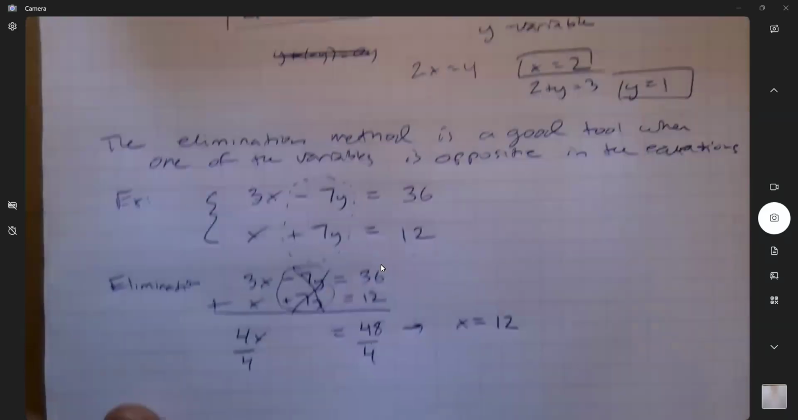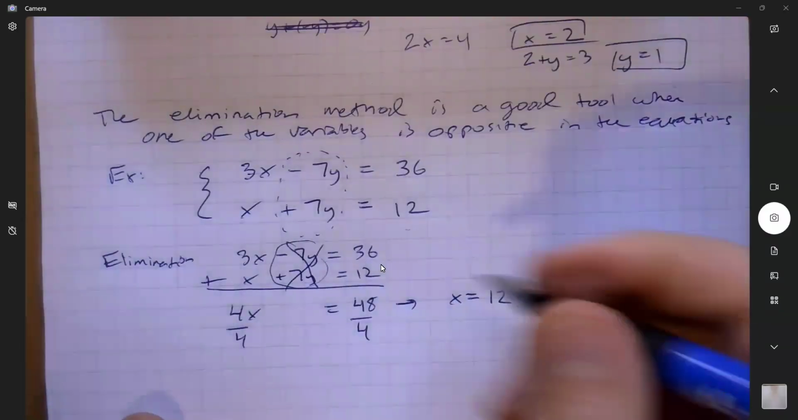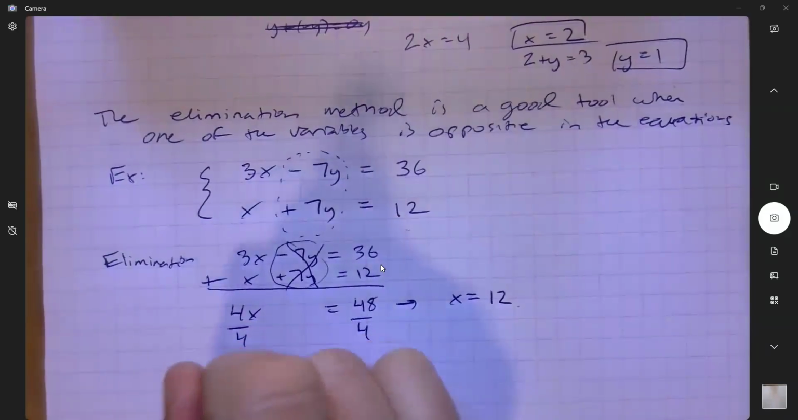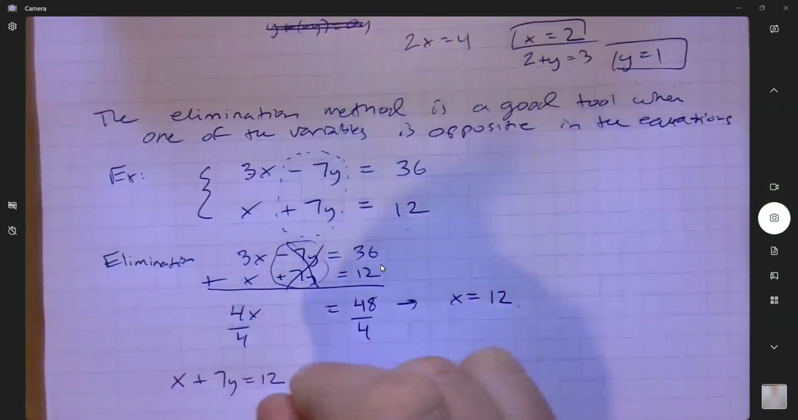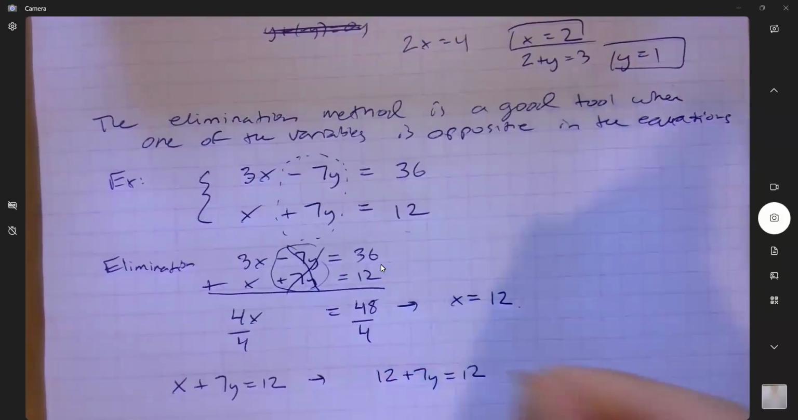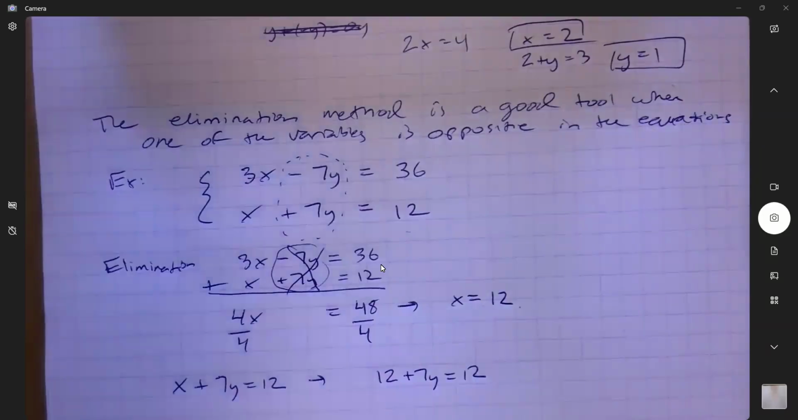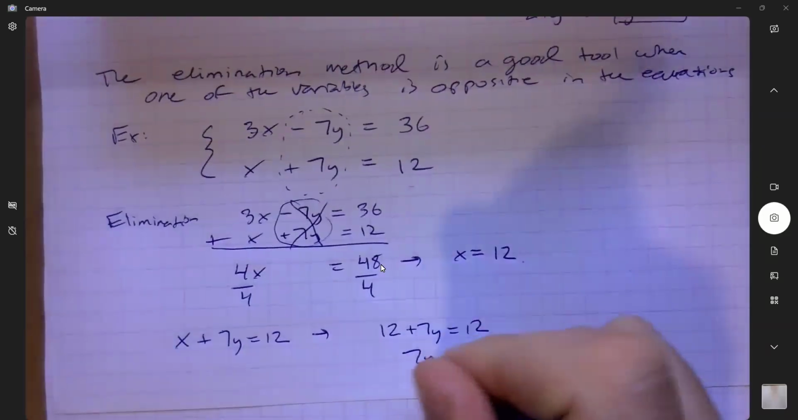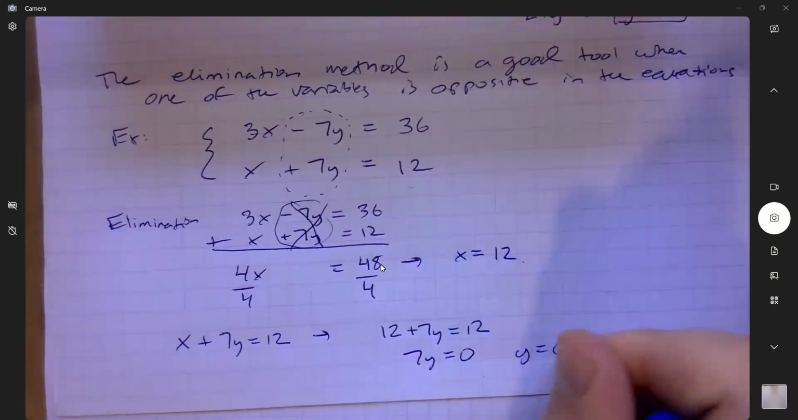And now I can go back into either of my other equations and say x plus 7y equals 12. And x was 12, so 12 plus 7y equals 12. This one worked out a little strange because I'm actually going to get 7y equals 0 and y equals 0.